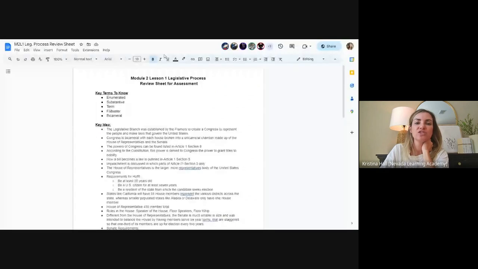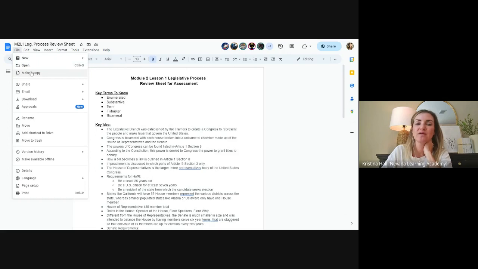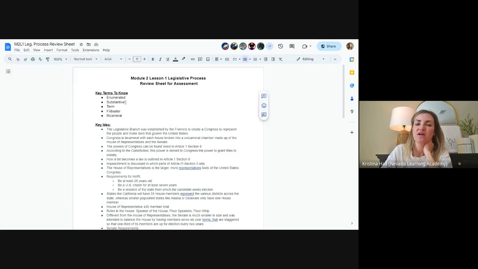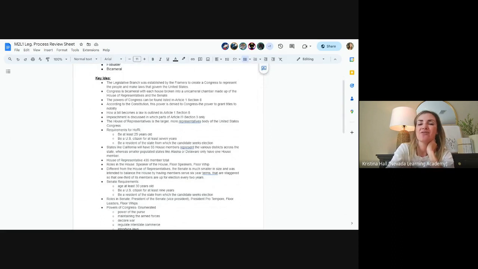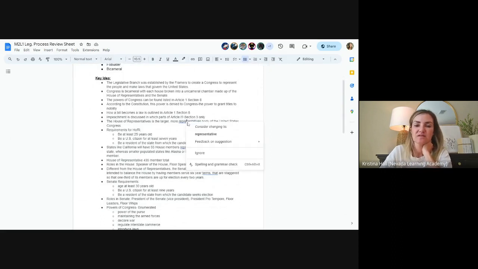Now, on the review sheet, it gives you the vocab. So if you want to add to it, if you want to put the definitions or something, then I would do File, Make a Copy. And again, you can save that to your government folder, and that'll allow you to add or edit to this. And then it summarizes each page that we went through.